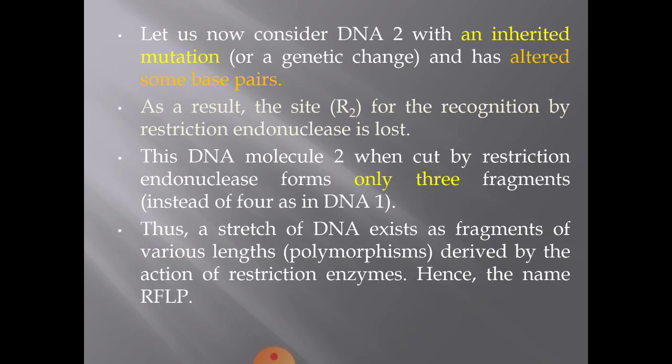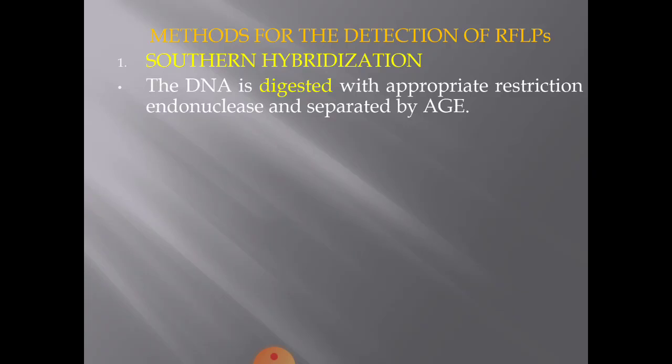When you look at DNA 1 and DNA 2, you can always say that in DNA molecule 2, there is some inherited mutation. As a result, restriction site 2 is lost. Okay. Then, so this is the dogma. Restriction site 2 is lost. Right. Then, there are 2 methods of detection of RFLPs.